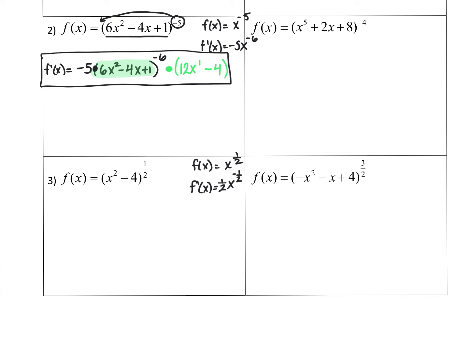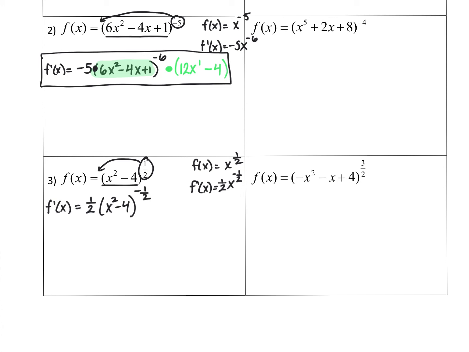So same thing here. My f prime, we're going to take the exponent, bring it in front. We get 1/2 times x squared minus 4. Keep the base and subtract the power by 1. So 1/2 minus 1 is negative 1/2.